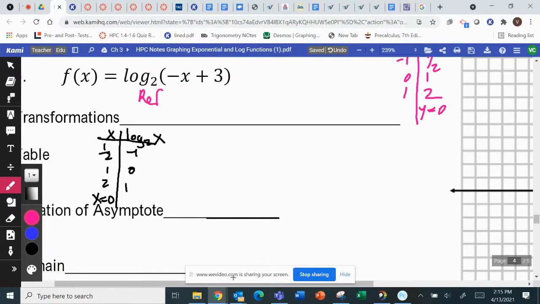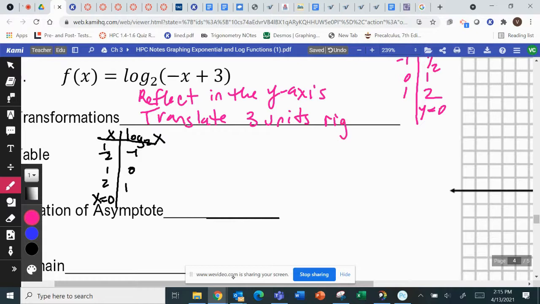Transformations, we've got to reflect in the y-axis this time and translate 3 units where? Somebody help me. Translate 3 units to the right. And why is it the right? Because I didn't show my work yet and I should put it in the video.